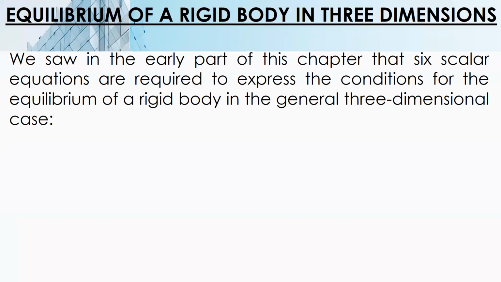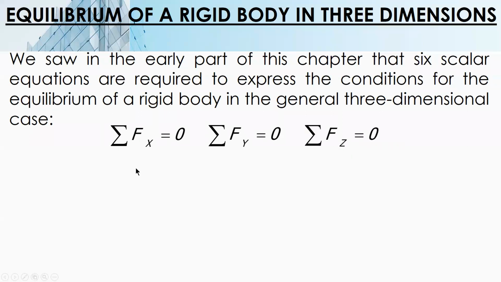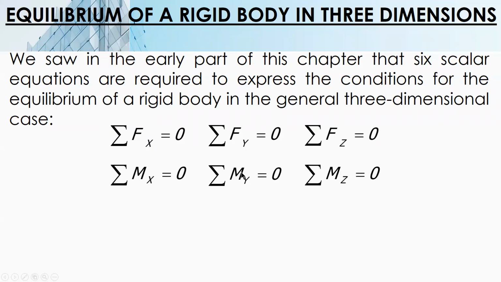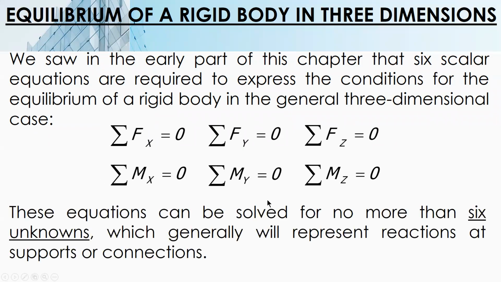We saw in the early part of this chapter that six scalar equations are required to express the conditions for the equilibrium of a rigid body in the general three-dimensional case. Okay, summation of force along x equal to 0, summation of force along y equal to 0, and z equal to 0. And then summation of moment about x equal to 0, about y, and about z equal to 0. So we have six scalar equations. These equations can be solved for no more than six unknowns, which generally will represent reactions at supports or connections. So a maximum of six unknowns.